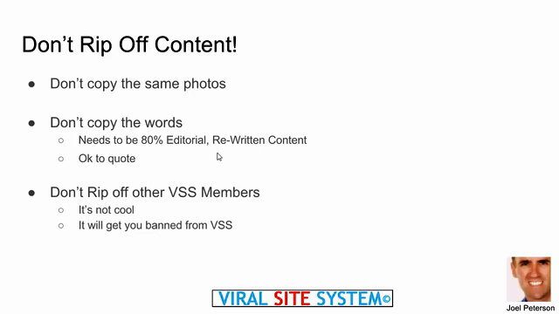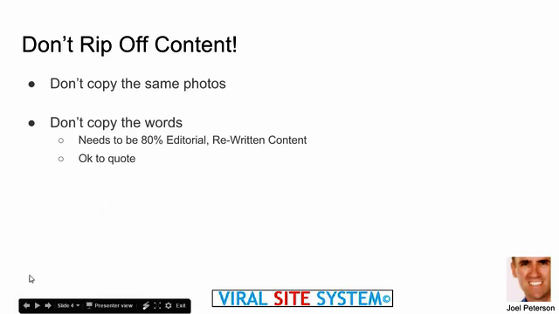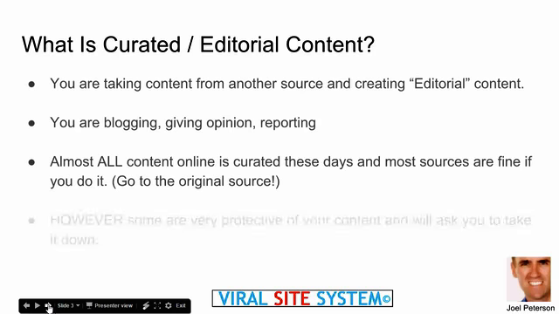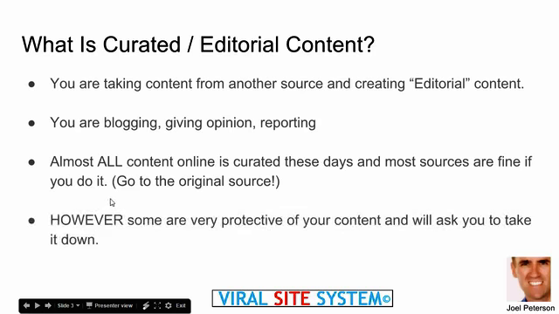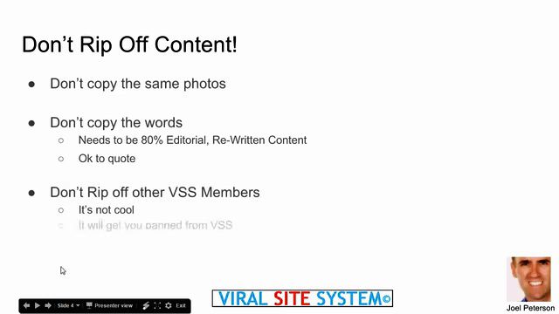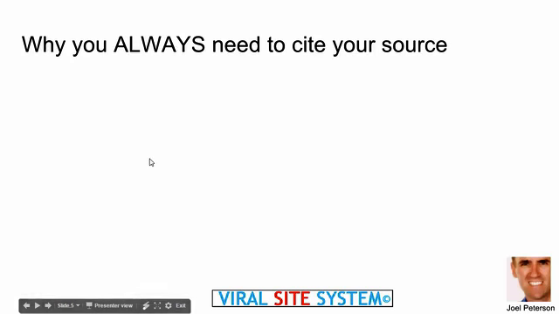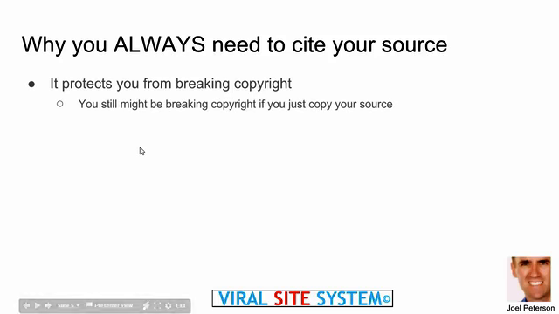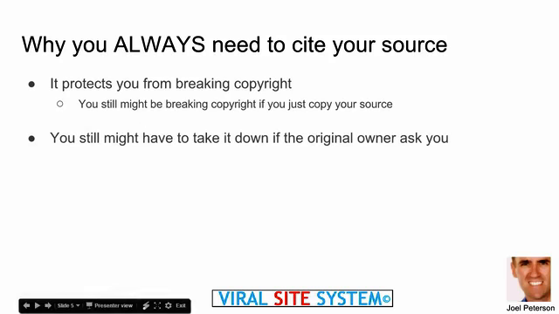It is important. Did I talk about citing the source? It is important that everyone cite their source with their article, and I'll show some examples of that. Okay, so we talked about not ripping off the content. All right, so now, here we go. Always cite your source. It protects you from breaking copyright. Well, kinda. You still might be breaking copyright if you're just copying them verbatim, but you need to always cite your source. For example, let's go back to our website here on About All Things.